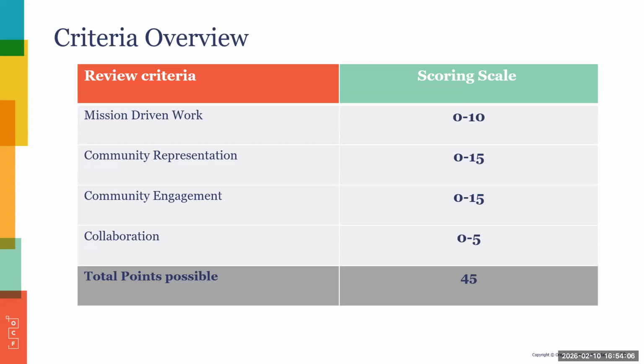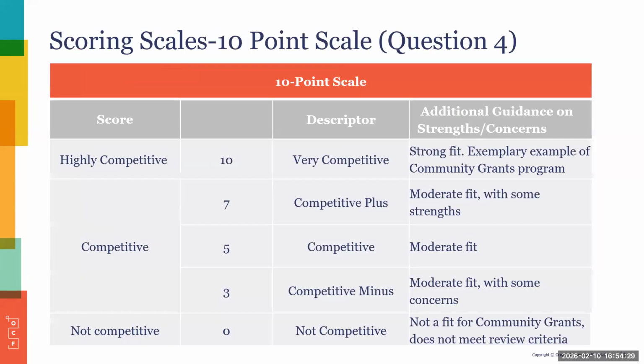Community representation and community engagement may receive up to 15 points each. Mission-driven work can receive up to 10 points. Collaboration can receive up to 5 points. The total possible points an application can receive is 45, and awarding all 45 points would be an exceptional score. You'll notice that the 10-point scale is similar to the 15-point scale, but it does reflect a different point range. We've included this here for your use during the review process.